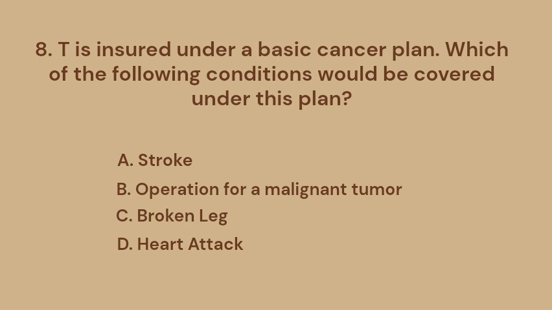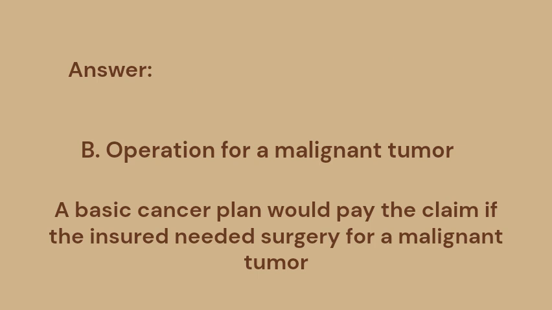8. T is insured under a basic cancer plan. Which of the following conditions would be covered under this plan? A. Stroke. B. Operation for a malignant tumor. C. Broken leg. D. Heart attack. Answer: B. Operation for a malignant tumor. A basic cancer plan would pay the claim if the insured needed surgery for a malignant tumor.